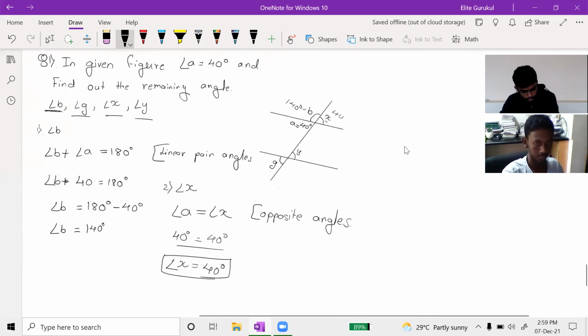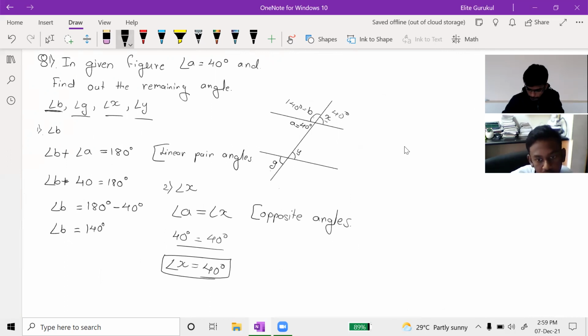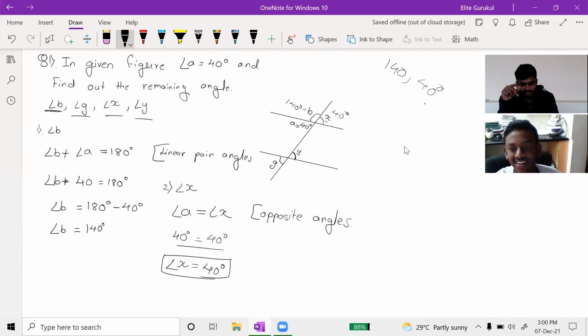Now see, we have got this is 40 degrees. Can you tell me what is the value of Y? See this angle and this angle. In parallel lines, there are only two angles: either 140 or 40 degrees. So 40 degrees, that's the right answer. Now tell me the name of the property.